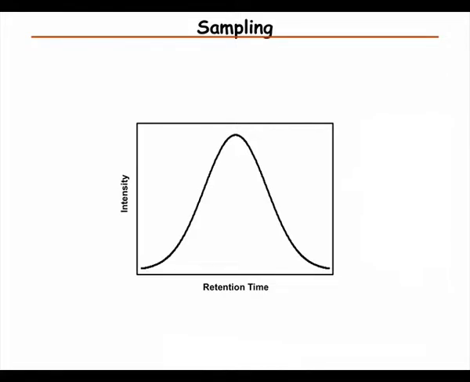The other thing we need to think about is sampling. How many points do we need to measure over a curve to get a good quantitation? So what's your guess? How many points do we need to get, let's say, better than 90% estimate of the area? Any guesses?